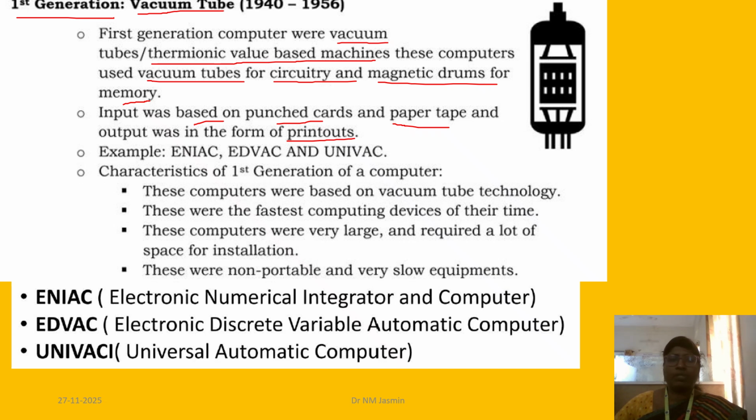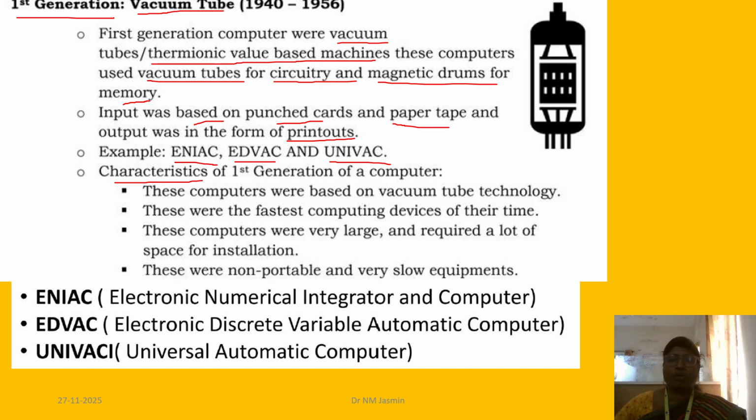Now the examples, if you take here, the best examples are ENIAC, which is the Electronic Numerical Integrator and Computer. The second one is EDVAC, which is the Electronic Discrete Variable Automatic Computer. The last one is UNIVAC, which is the Universal Automatic Computer.